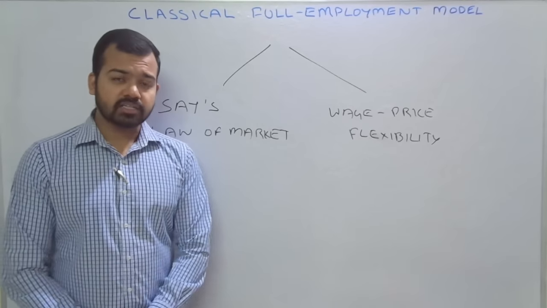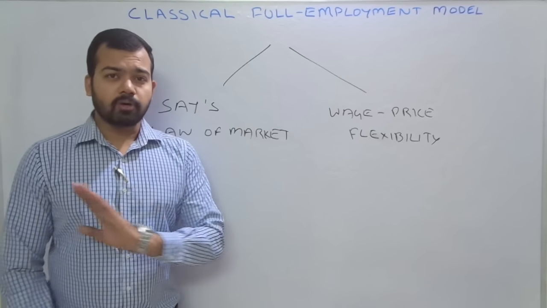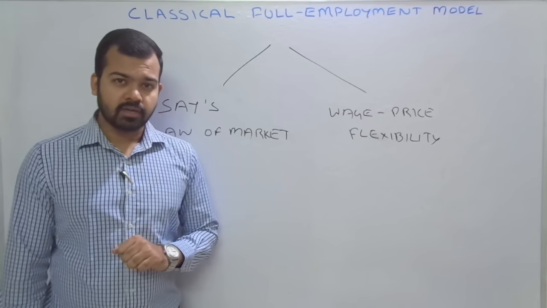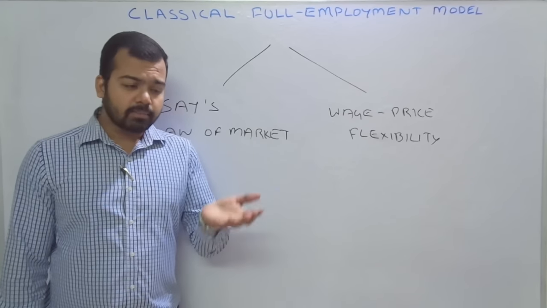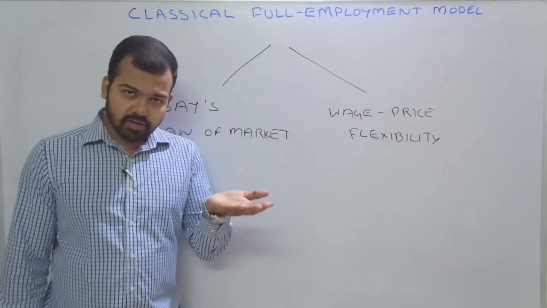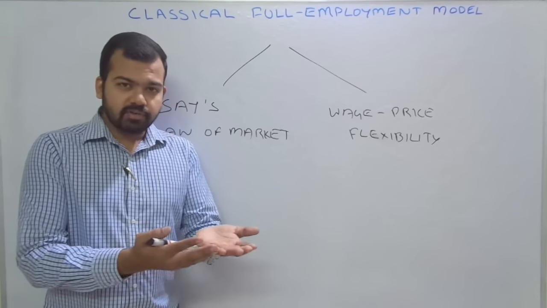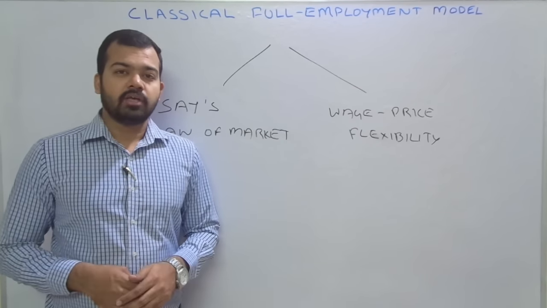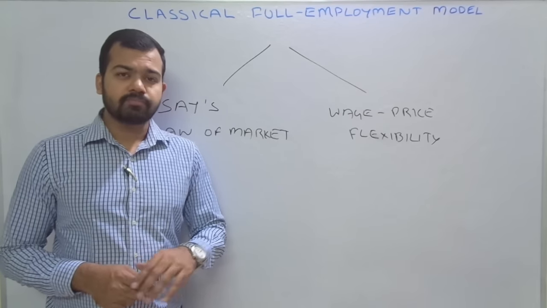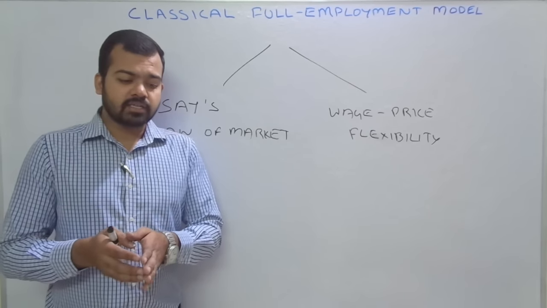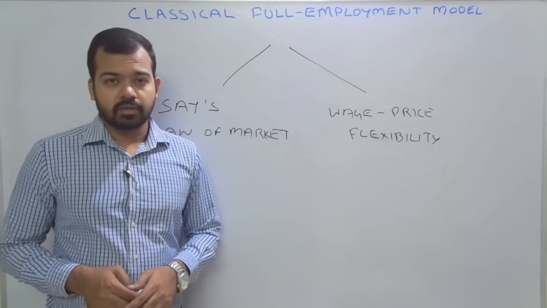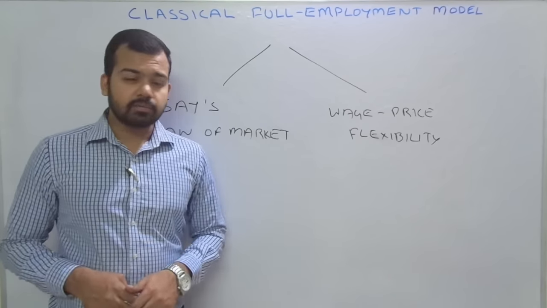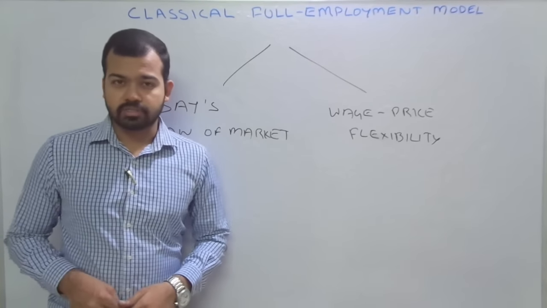But according to the classical economists, there was no problem of involuntary unemployment. The idea behind this wage price flexibility is that the labor cost or wages will be reduced so that everyone will get employment. So if the prices reduce, all those who are involuntarily unemployed will get employment in the economy. So these were the two basic assumptions, the two basic notions.